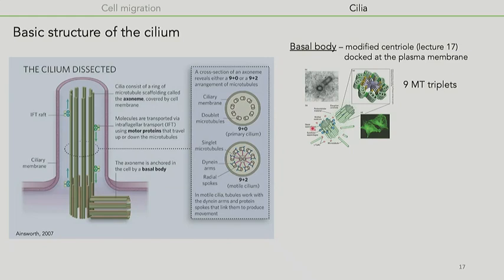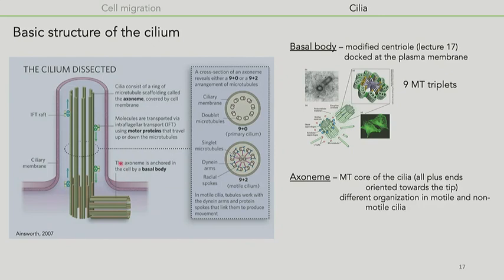In cells that form cilium, the centrioles actually move to the surface of the cell and dock at the plasma membrane. And then two microtubules out of each of these triplets in the centriole will extend up to create this projection. Okay. This basic structure around the core of the cilium is called the axoneme. And we'll talk a little bit more about the organization of the axoneme.